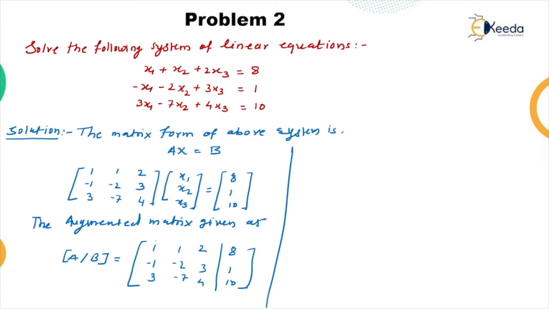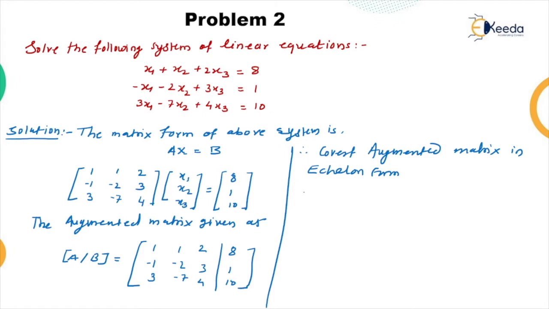The augmented matrix can be written as follows: after writing the system AX is equal to B, you have to write the augmented matrix. It is nothing but a combination of matrix A and B. Now we have to convert the given matrix into echelon form. So convert or reduce the augmented matrix in echelon form.